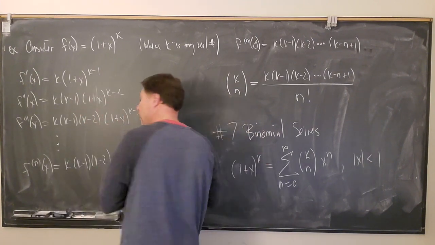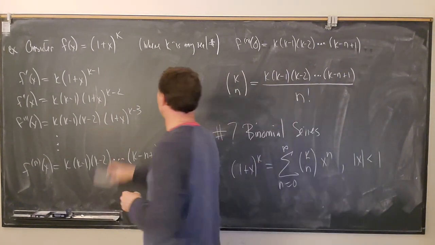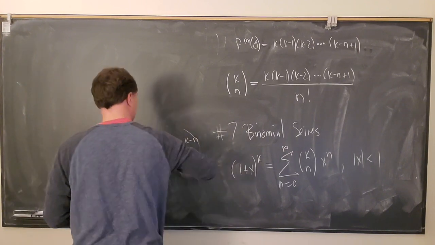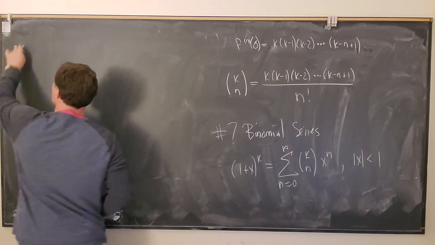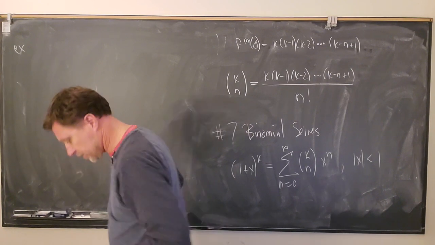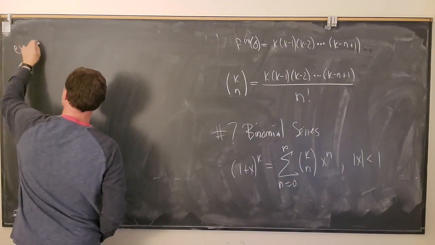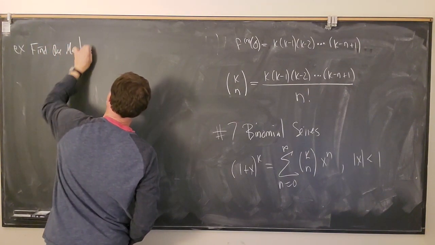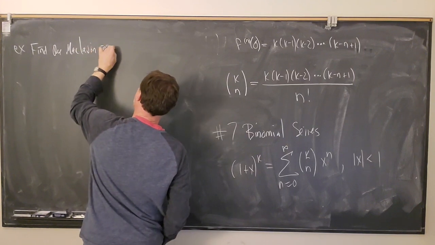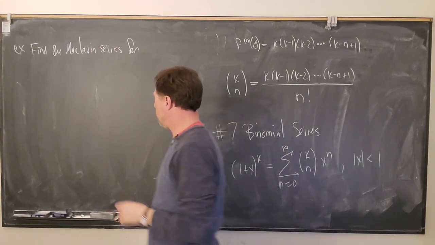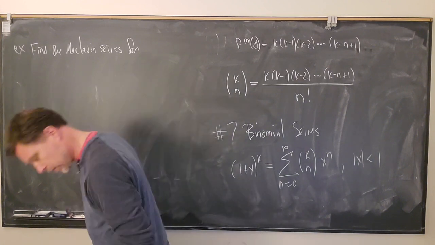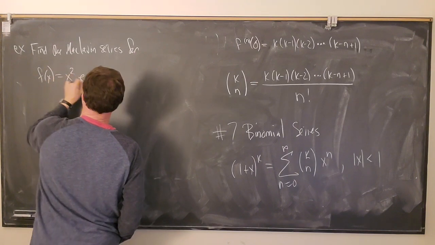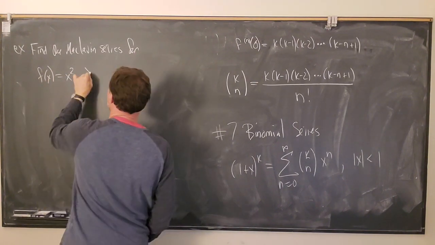Add that to the list, and now we have a complete list of common Maclaurin series. And now let's actually make some use of this. Let's put this to work. So first, let's find the Maclaurin series for the function f of x equal to x squared e to the x cubed.